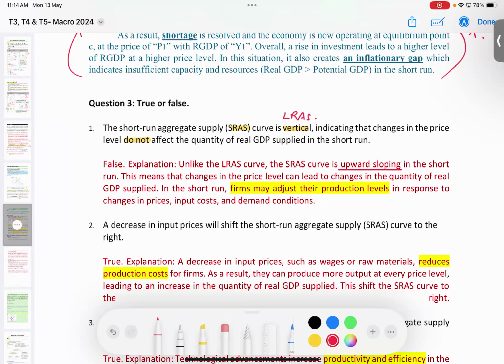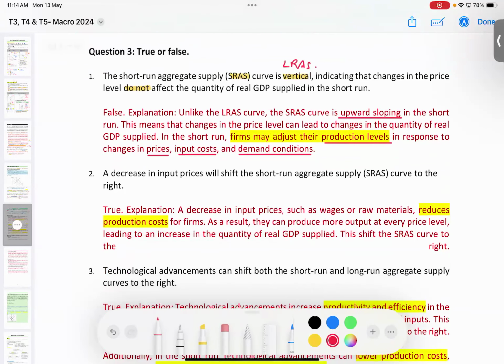This is only caused by the change in the factor prices. So this means that changes in the price level can lead to changes in the quantity of real GDP supply. In the short run, firms may adjust their production levels in response to changes in prices, input costs, and demand conditions.